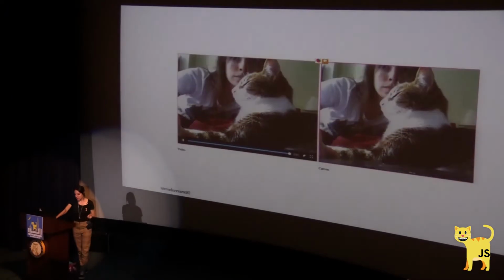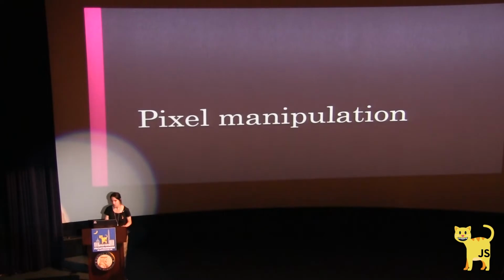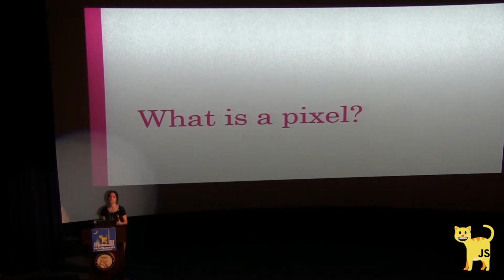And basically, what we need now is to process the canvas. So what we are going to do is remove green or blue. For this, we are getting into the world of pixel manipulation. What we want to do is understand a little bit what a pixel is. And I know this is kind of redundant because we are probably all web developers, and our lives are pixels. But let's take a closer look.